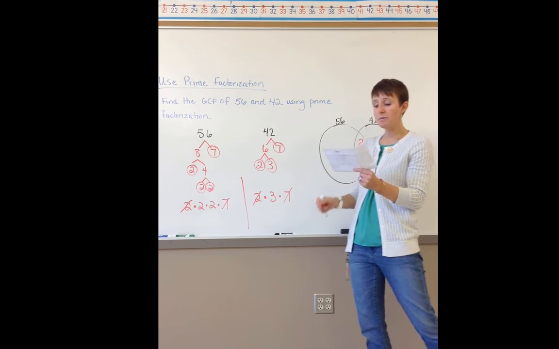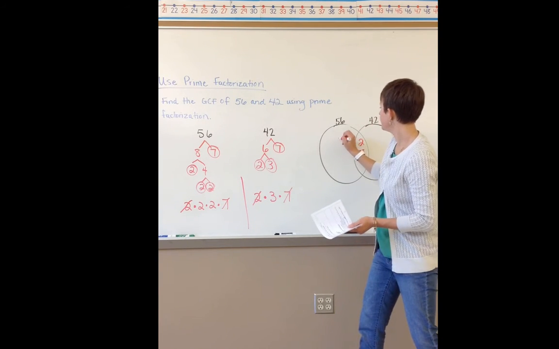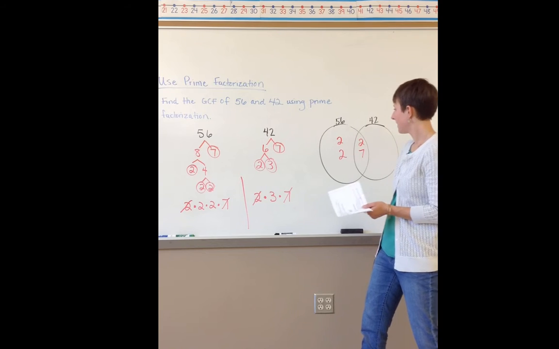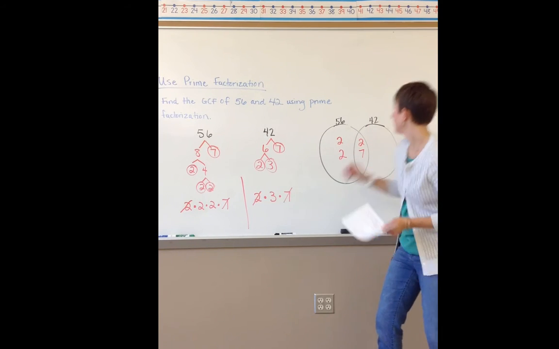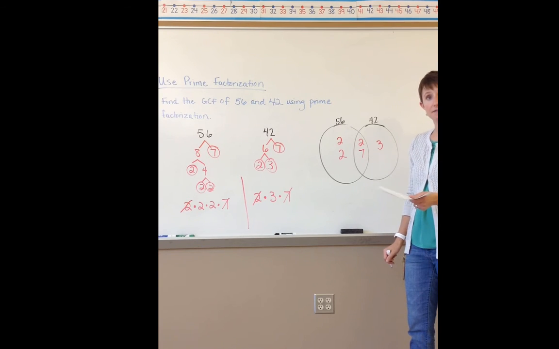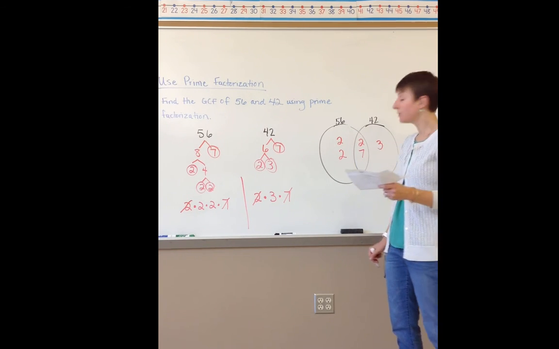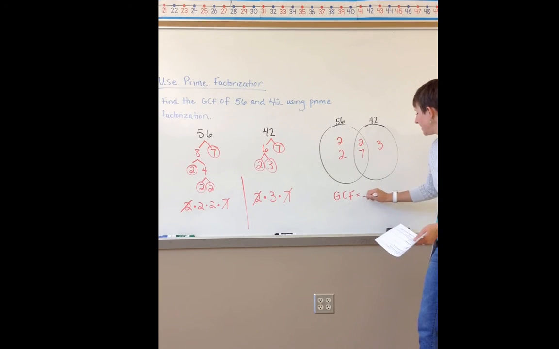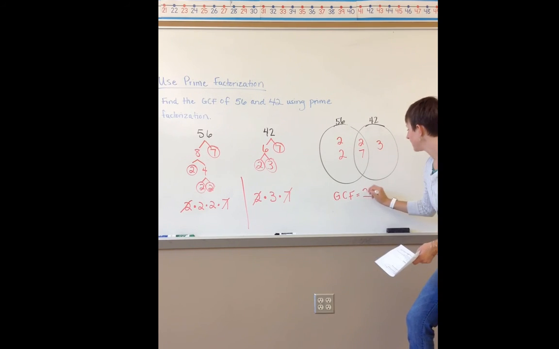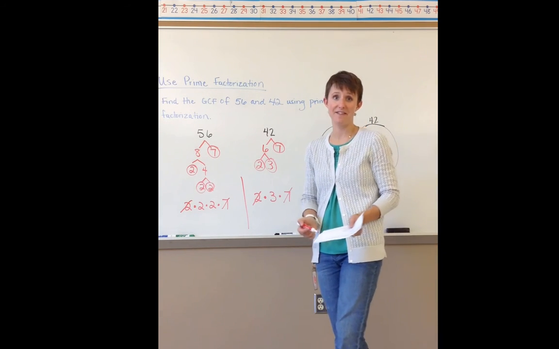Then it says place the remaining primes in the circles. So I have 2 2's left for 56, and I have a 3 left for 42. The last step to finding the GCF using prime factorization says multiply the common primes. My GCF equals multiplying my 2 primes that are in the center of the circle, 14. And that's the same answer we got when we listed the factors.